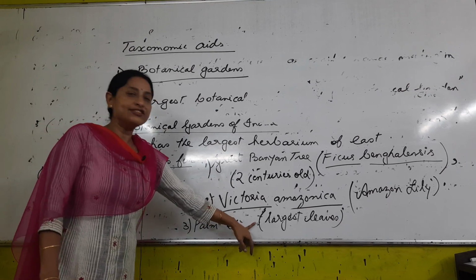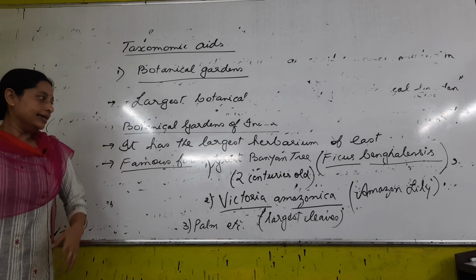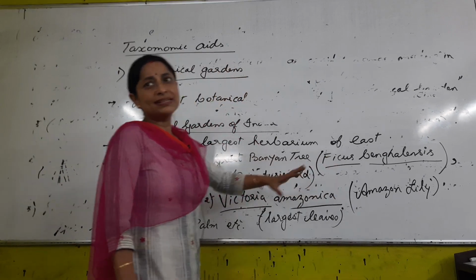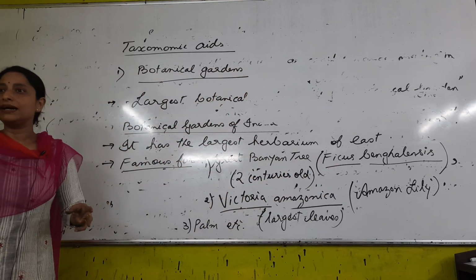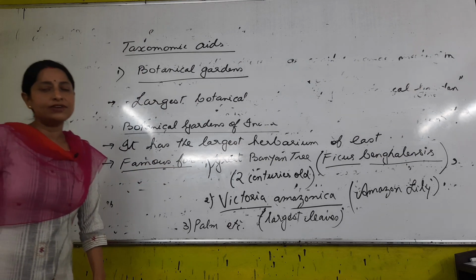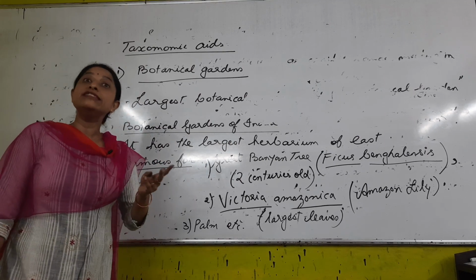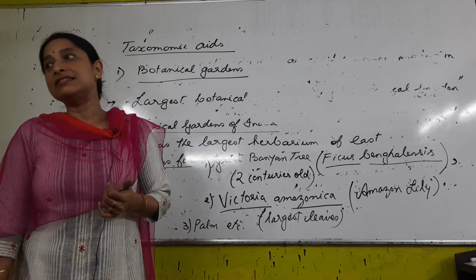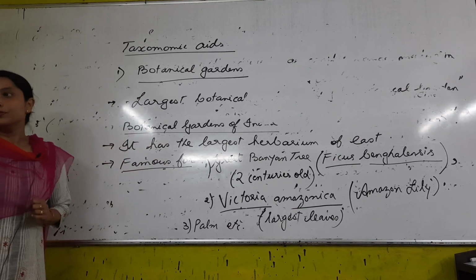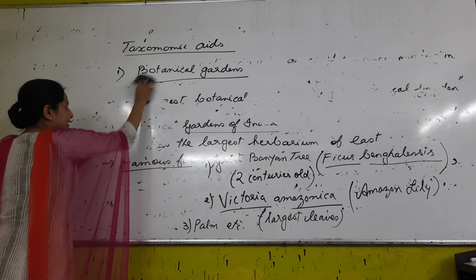Next is largest leaves: Victoria amazonica, or Amazon lily, or Victoria. As far as scientific names are concerned, you will not need many, but these scientific names you have to learn by heart, because we will read about them again in morphology. Ficus religiosa and Ficus bengalensis are the two most often spoken species. Ficus bengalensis is a banyan tree and Ficus religiosa is a peepal tree, which we worship. So this is all about the Kolkata Botanical Garden.